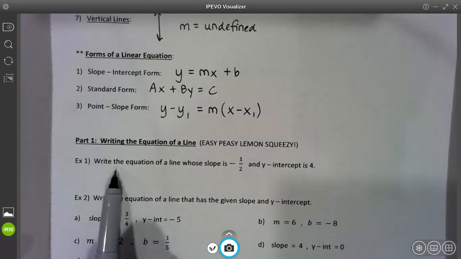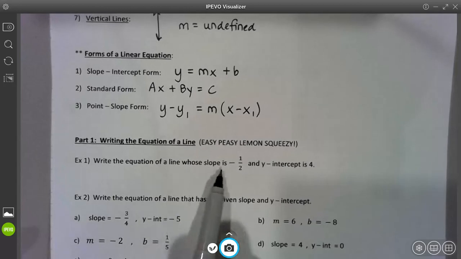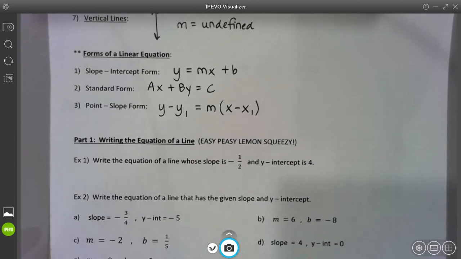So guys, look what it says. Write the equation of a line whose slope is -1/2 and whose y-intercept is 4.